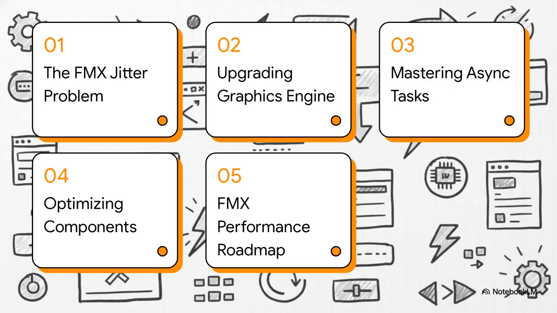All right, here's our battle plan. First, we'll nail down the symptoms of this jitter problem. Then, we're going for the biggest win, upgrading the graphics engine. After that, we'll become masters of asynchronous tasks to keep that UI thread happy. Then we'll fine-tune with some component and memory tricks. And finally, I'll wrap it all up with a clear, actionable roadmap so you know exactly what to do.